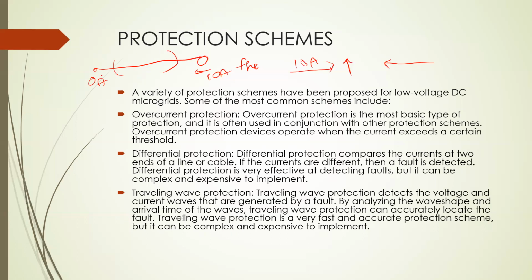Traveling wave protection. Traveling wave protection detects the voltage and current waves that are generated by a fault. By analyzing the wave shape and arrival time of the waves, traveling wave protection can accurately locate the fault. Traveling wave protection is a very fast and accurate protection scheme, but it can be complex to implement.